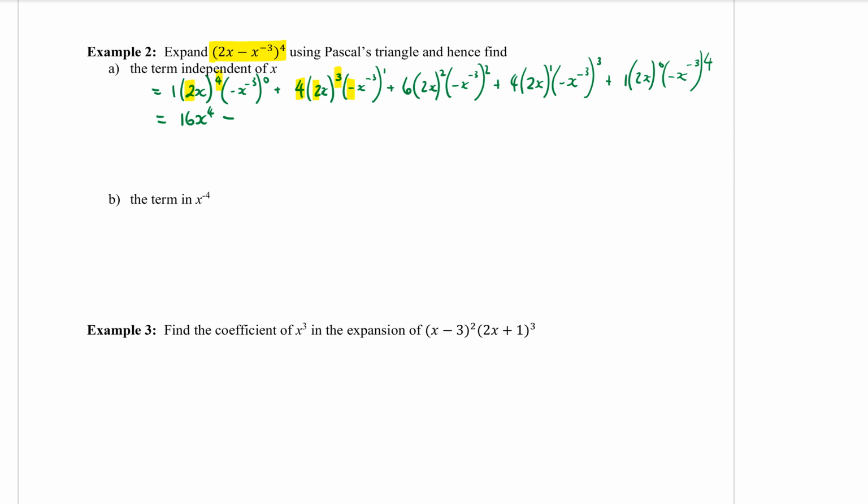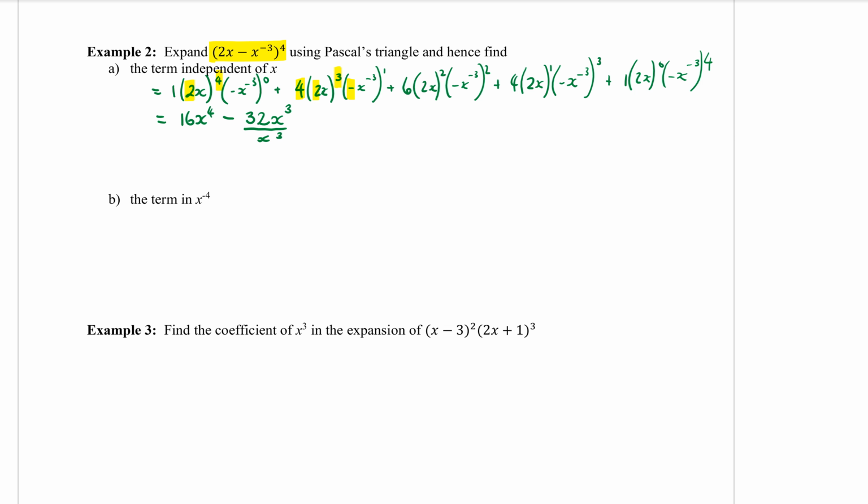4 times 2 cubed is going to make 32. From the first bracket, I'm going to get an x cubed. From the second bracket, I have an x to the -3. Now, I could put negative powers on the top line here, but I like to keep my powers positive where possible, so I'm going to put that on the bottom and make that a positive power of 3.